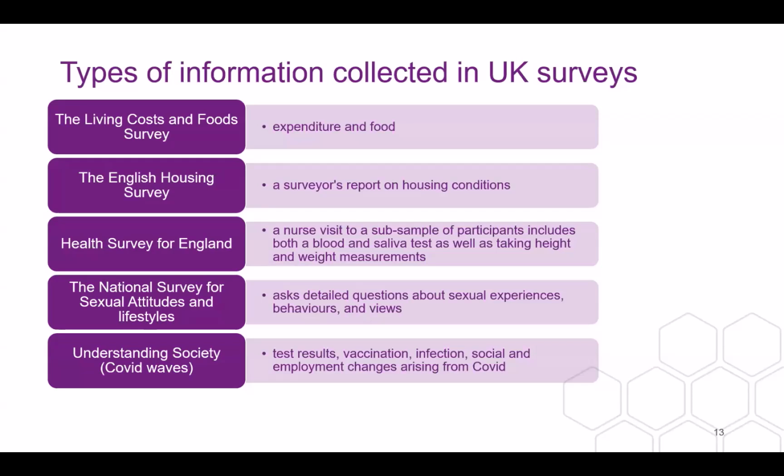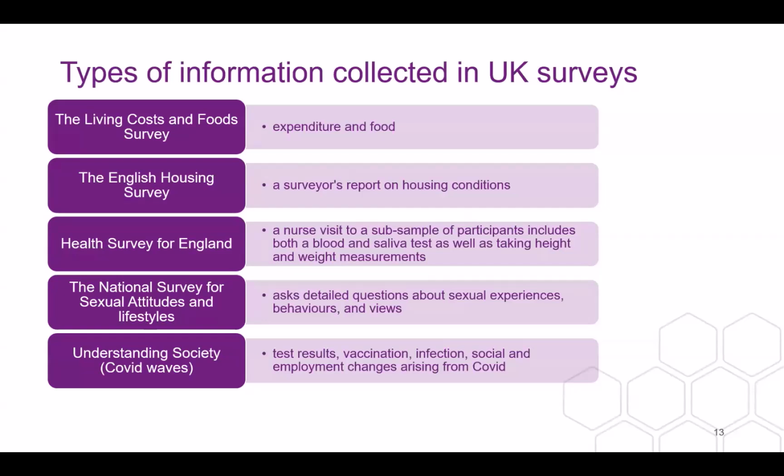The Health Survey for England is really useful because it accompanies a nurse visit, where they take blood and saliva tests, so that measures things like cholesterol. The weight measurements within the Health Survey for England are a really useful measure of obesity, particularly in young people. The National Survey of Sexual Attitudes and Lifestyles does ask those more personal and detailed questions about sexual experiences, behaviours and views. And the Understanding Society data set had particular COVID waves with information on test results, vaccination, social distancing, how that affected people's employment, etc.